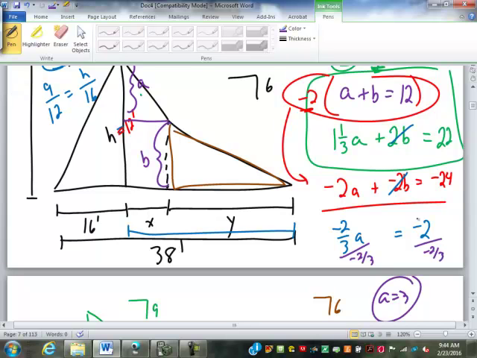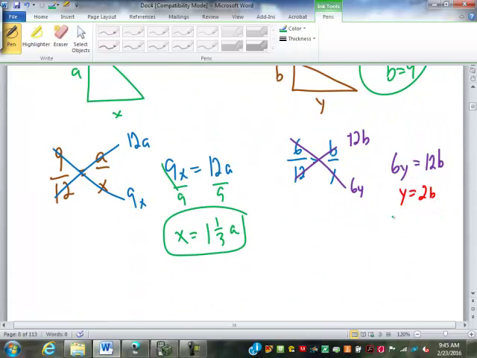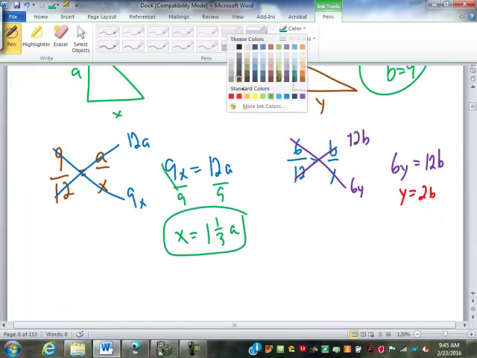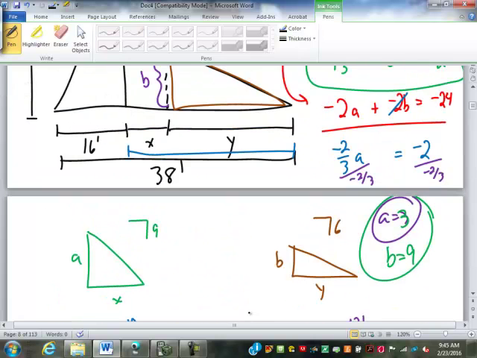So if a equals 3 and a plus b equals 12, b has to be 9. X equals 1 1/3 a. So 1 1/3 times 3 equals 4. So x is going to be 4. Of course, that tells us y better be 18, but let's double check it. Y is 2b. Well, b is 9, so 2 times 9 is 18.